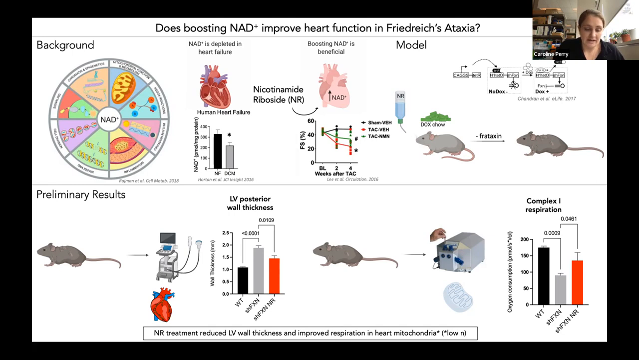So we aren't sure yet if the improvement in heart function is because of the improvement in mitochondrial function, but we're looking forward to pursuing these results further, especially since our preliminary study is very preliminary and this was a little bit underpowered when we did it the first time. Our next steps include using cell-based in vitro models to examine how nicotinamide riboside could be affecting cardiomyocytes directly, or if the improvement in heart function is due to just a whole body physiological effect, such as lowering blood pressure.